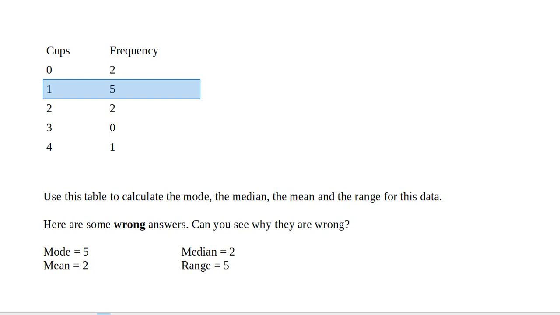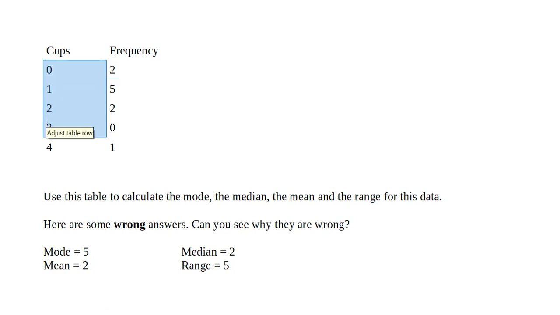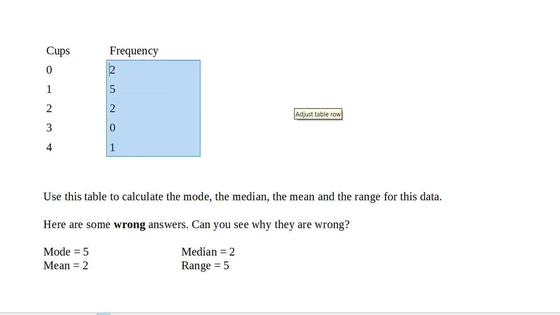People might say, well, the median, I'm going to look at my cups. I've got 0 cups, 1 cup, 2 cups, 3 cups, and 4 cups. If I look in the middle of those numbers, 2 is in the middle, 2 must be my median. Again, it's not right. The mean, people might say, well, there's 5 different numbers there, so I'll add up 0, 1, 2, 3, and 4 and divide by 5. Or I'll add up 1, 0, 2, 5, and 2 and divide by 5. Both of them actually give you a value of 2, but again, it's not correct.